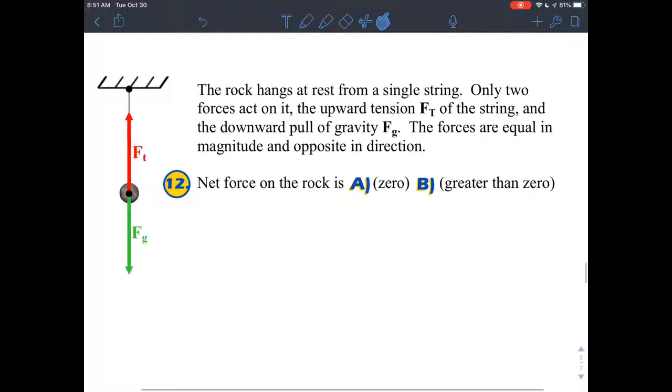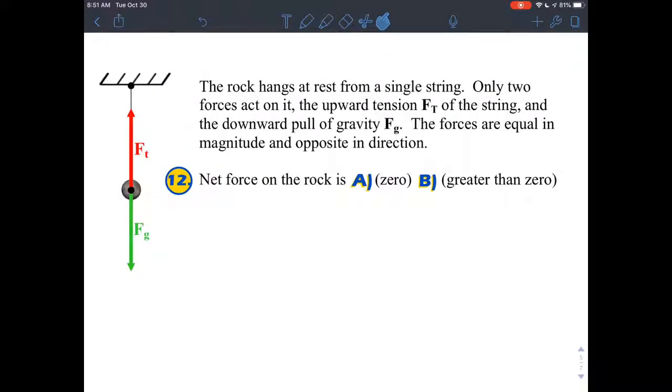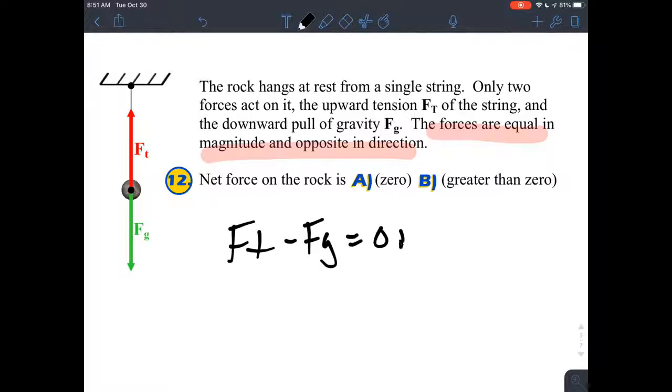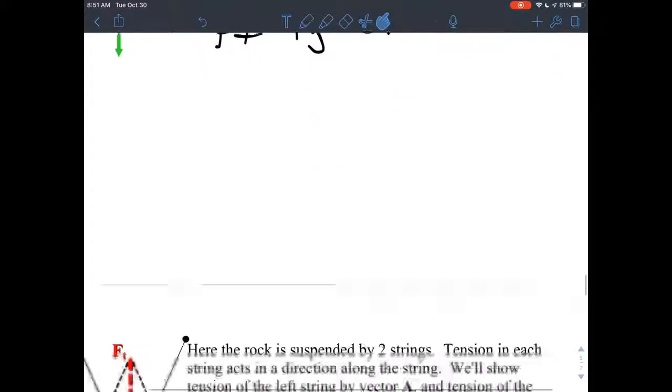Now, the last example here, we've got a rock hanging at rest from a single string. Only two forces are acting on it: the upward tension Ft of the string, and the downward pull of gravity, Fg. The forces are equal in magnitude and opposite in direction. So the net force on the rock is what? Well, again, they're telling us that the forces are equal in magnitude and opposite in direction. So that just means that Ft minus Fg equals 0. They do, in fact, cancel one another out. Our rock is in equilibrium.